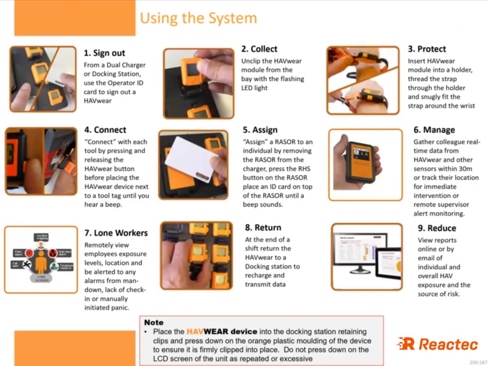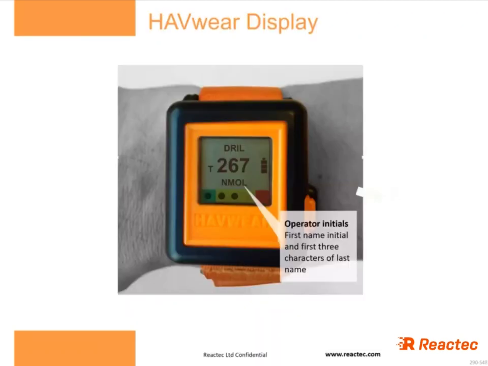Operator ID cards are provided to each operator to uniquely identify them in the analytics platform. Operator identity cards are used to sign out HAVwear at the start of a shift. There are two possible types of operator identity cards, RFID cards and RFID CSCS cards. Each operator must have their own ID card programmed with unique individual information.